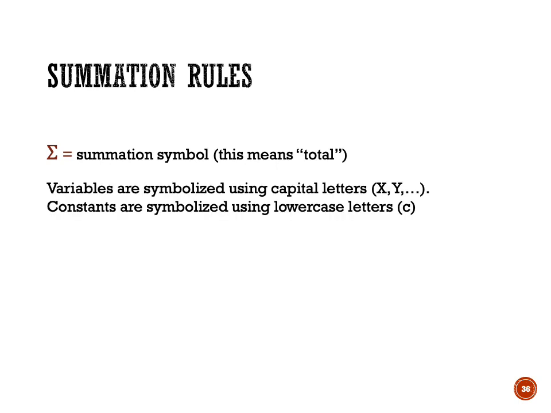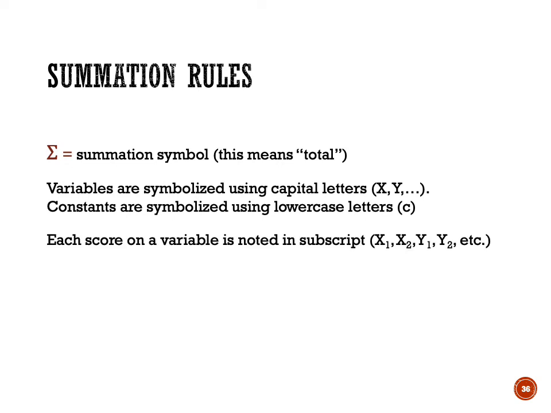Variables are going to be symbolized using capital letters. Most frequently, we use X and Y. Variables have multiple different values. Constants are symbolized using lowercase letters, usually c. Constants don't change, it's just one value. That's why it's called a constant.